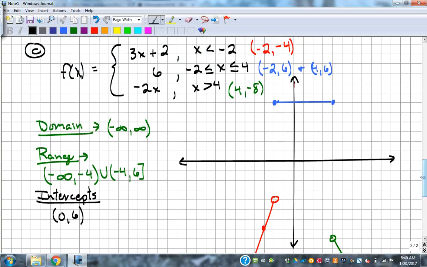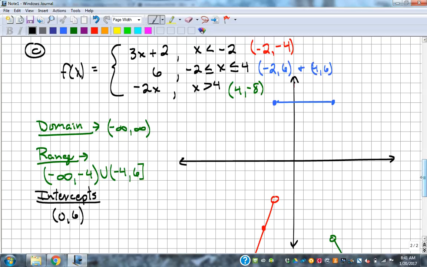Now, one important thing to look at here is, maybe you don't want to graph it every time. Think about 0. Which piece did 0, 6 come from? Which part, A, B, or C? B. Because where's x equals 0 that fits in here? Well, 0 doesn't work. 0 is not less than -2. But 0 is between -2 and 4. So this is where the y-intercept would come from, where x is 0 fits.